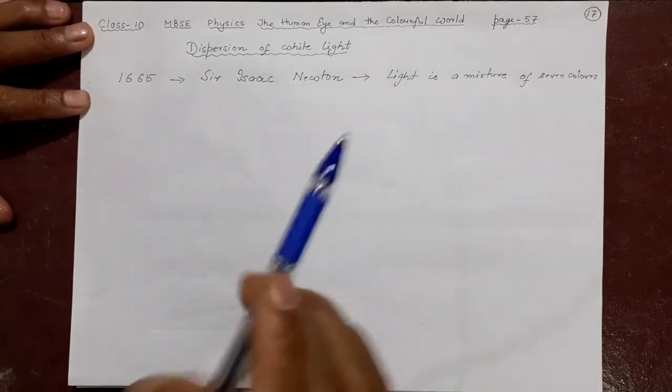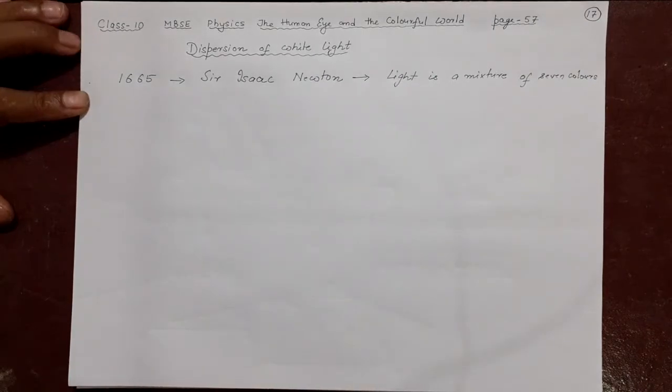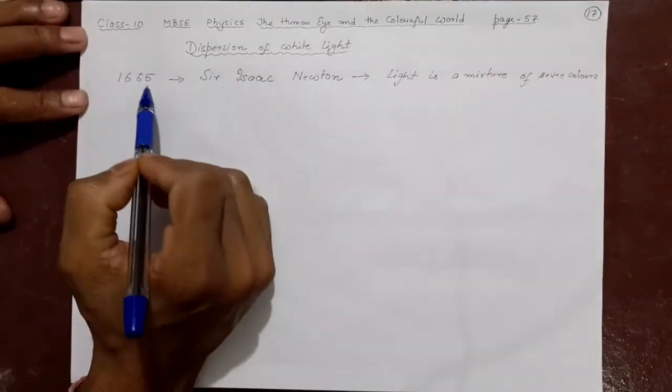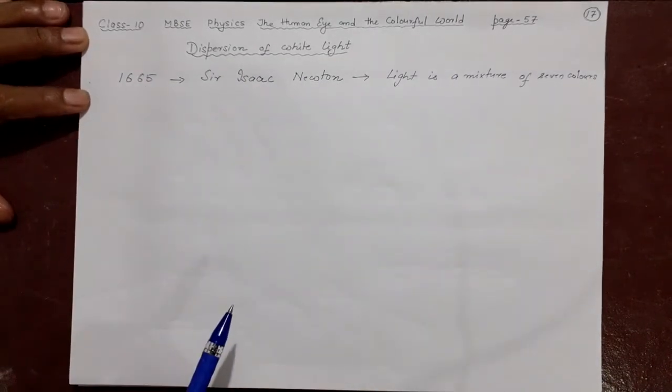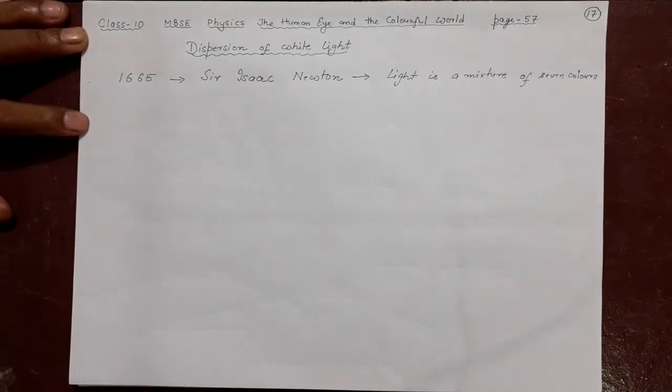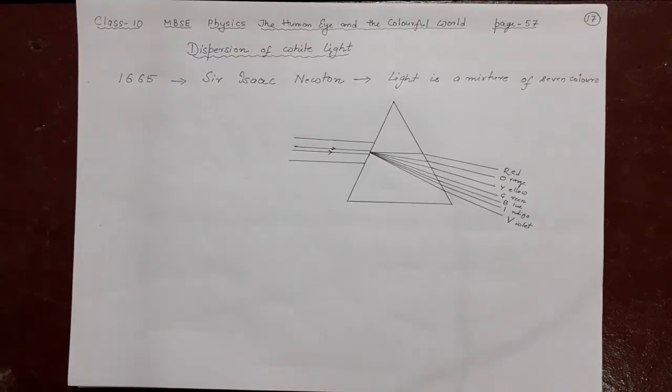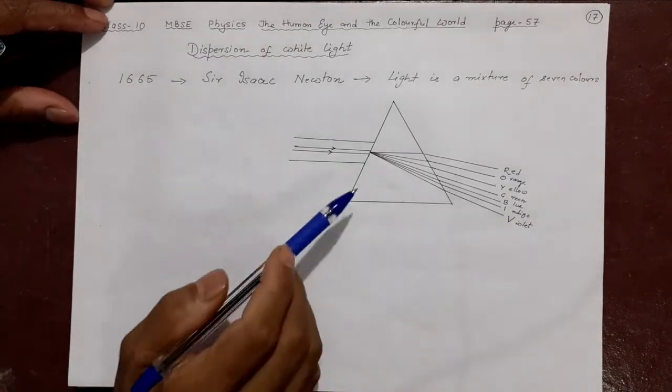So what is dispersion is the next topic. What is dispersion of light? We have to know that in 1665 he was the one who said light has 7 colors. How to see these 7 colors is the next one. Now let us look at the picture and you will understand.